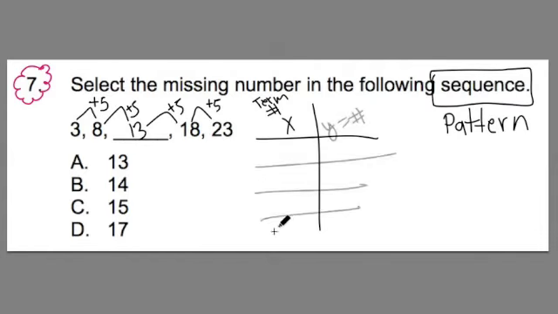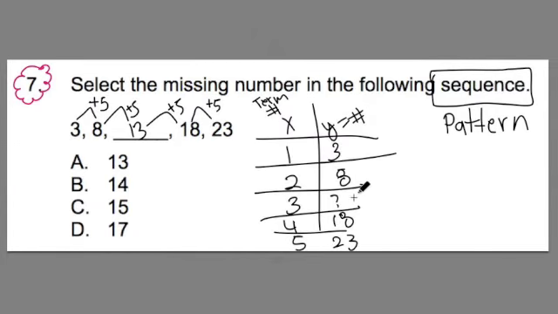So what are our term numbers? Well, our first term is 3, our second term is 8, our third term is our unknown. Our fourth term is 18. Our fifth term is 23. Now all I'm doing right now is I'm just modeling how we can go from a basic sequence to a little bit more advanced way of representing that same information in an input-output chart.